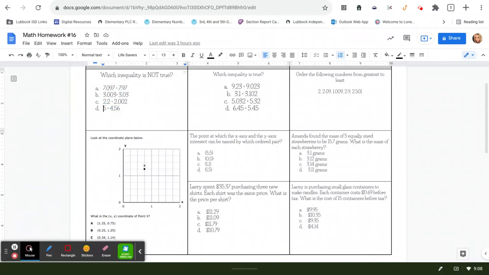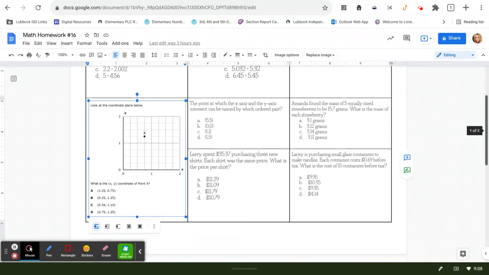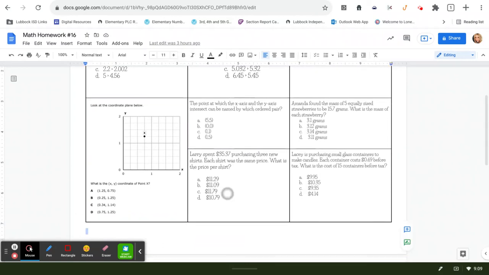Okay, next one. Oops, why is it not letting me scroll here? There we go. The next one says, look at the coordinate plane below. What is the XY coordinate, or the ordered pair, of point X? So look at these lines. Each one is cut into 4s, so this is going to be like our quarters. This is going to be 25 hundredths, this would be 50 cents, this would be 75 cents, and then 1 whole.